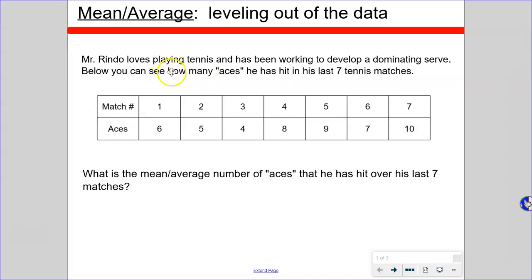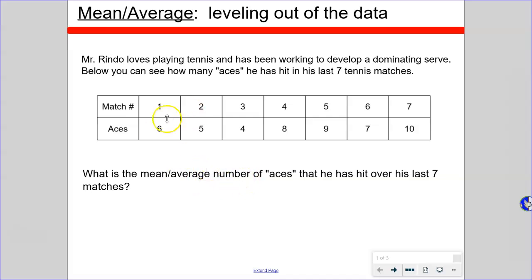Mr. Rindo loves playing tennis and has been working to develop a dominating serve. Below, you can see how many aces he has hit in his last 7 tennis matches. If you're not a tennis player, an ace is a good thing. This table shows the match numbers: match number 1, match number 2, match number 3. I've played 7 matches, and you can see how many aces I was able to hit in each of those 7 matches. The question is asking, what is the mean or average number of aces that I have hit over the last 7 matches?